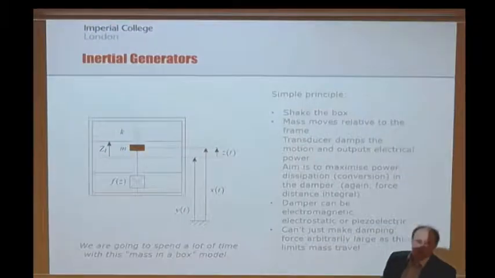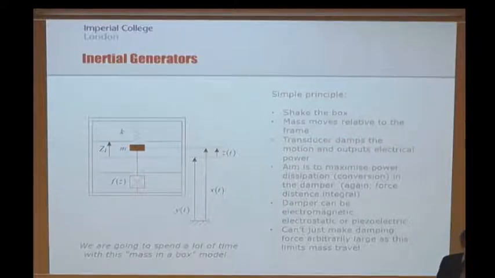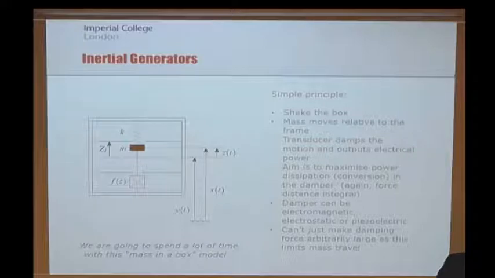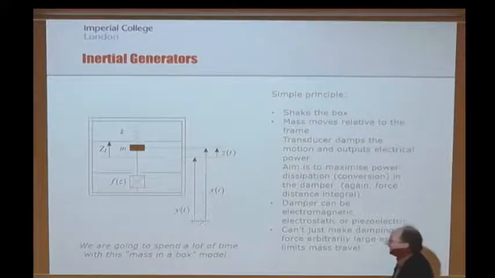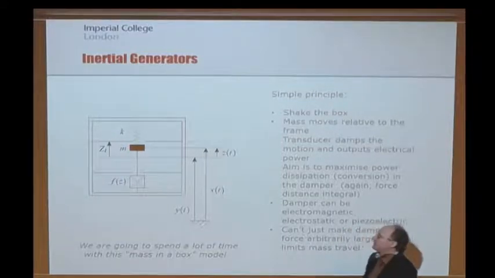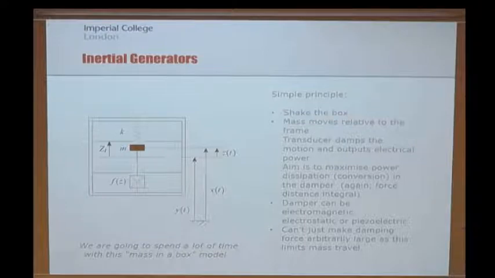If I have a very small mass, then I can obviously get much bigger travel on the mass within that particular constraint of the volume of the box. And it's the product of the force and the distance that I'm interested in terms of energy. So there's a trade-off there. I probably don't want to make either one too extreme, and we'll have a look at how we get the best out of this type of system.